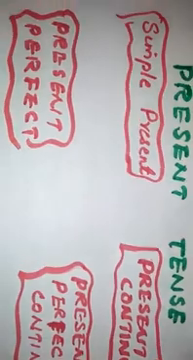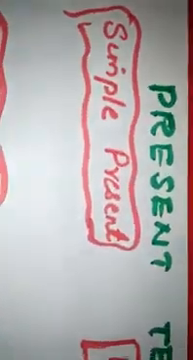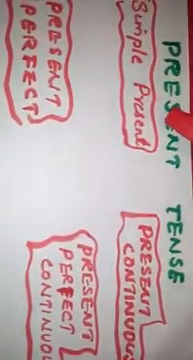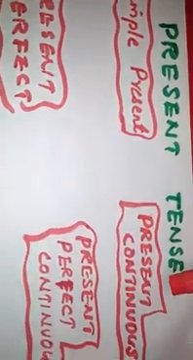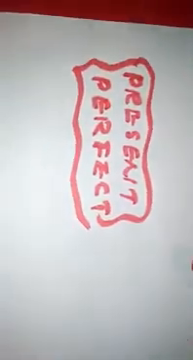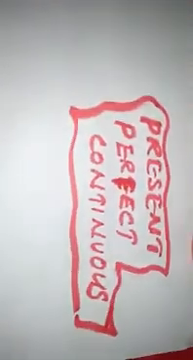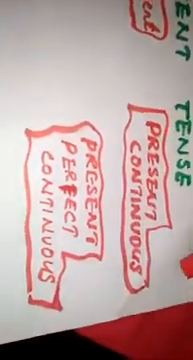Once again, I repeat what we learned today. Our chapter 6, the present tense. Present tense has four forms: simple present, present continuous, present perfect, and present perfect continuous. We have seen the uses and the forms. What is the form of simple present? Subject plus S or ES or base form of the verb. Present continuous: subject plus is or are or am plus the ing form of the verb. Present perfect: subject plus has or have plus V3 form. And present perfect continuous: subject plus has or have plus been plus the ing form of the verb.